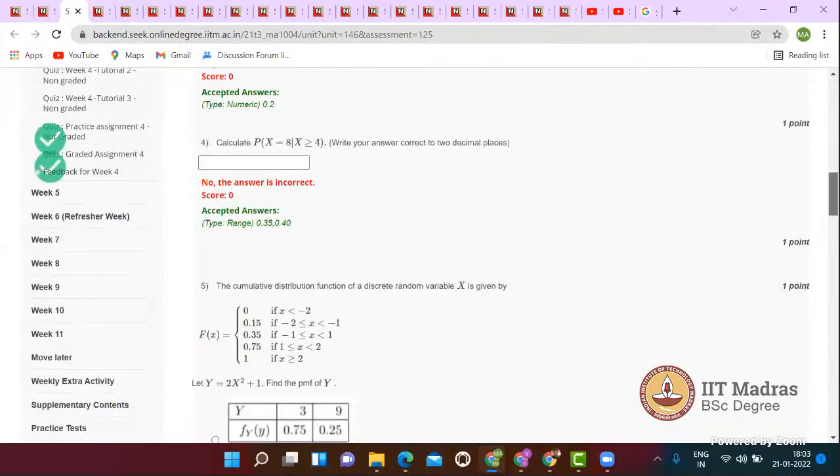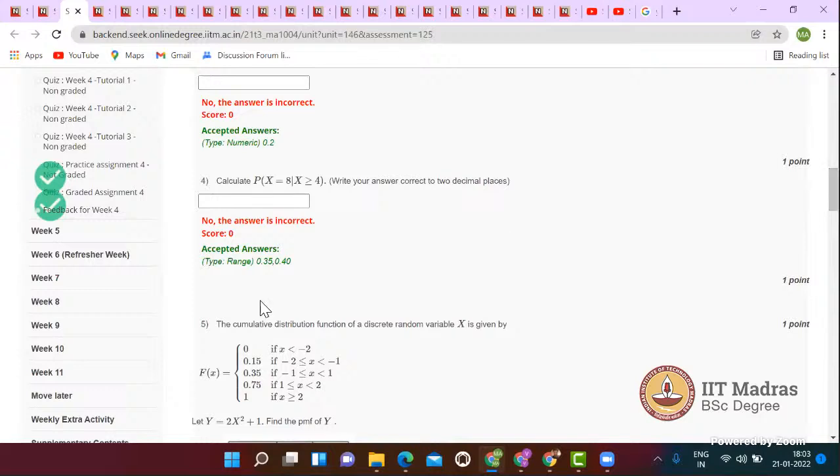So which one? Fourth question. Here you have to calculate the probability such that x is equal to 8 given that x is greater than or equal to 4. So what is the problem in this? The numerator would be the intersection of x equal to 8 and x greater than or equal to 4, and the denominator would be the probability of x greater than or equal to 4. So in the numerator, you'll have the probability of x equal to 8 only, and in the denominator, x greater than or equal to 4.